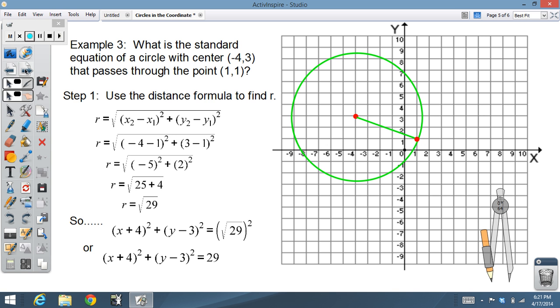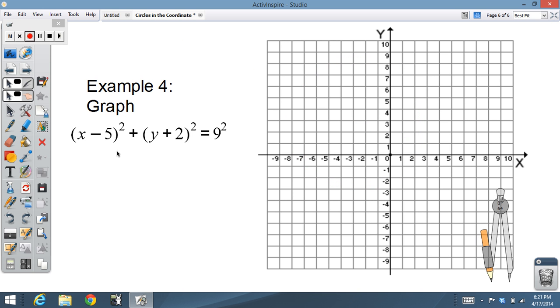And on to our last slide. Of course, next thing we've got to do is be able to graph a circle given an equation. All right, so follow along. I know my center is going to be at (5, -2), and my radius is going to be 3. All right, so (5, -2). I want to put my center right there.